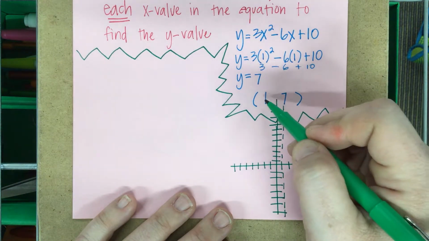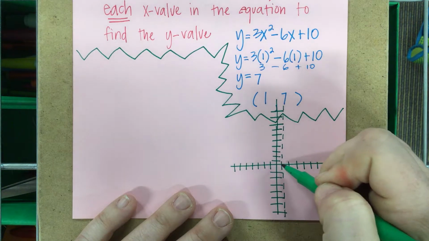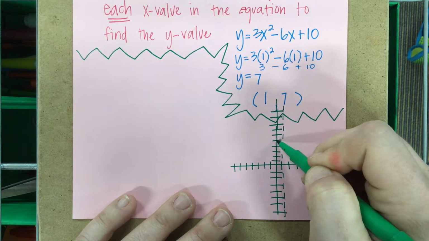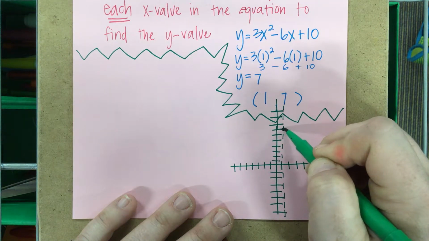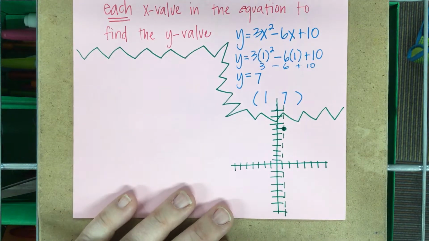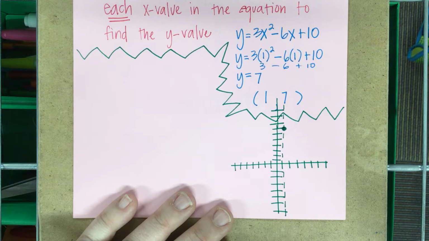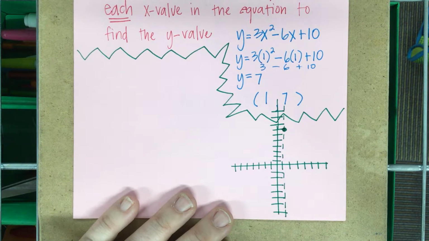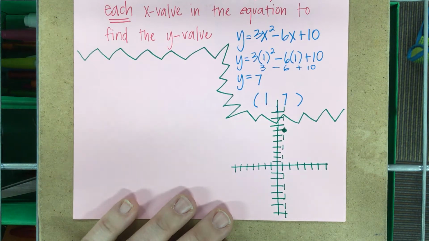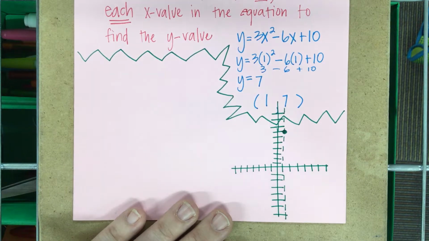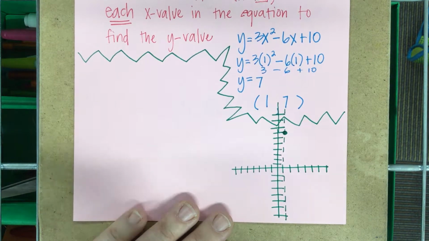And then my vertex is 1, 7. So 1, 2, 3, 4, 5, 6, 7, right there. There's the point even. That's where it's going to turn. It's going to change directions. Ladies and gentlemen, does this parabola open up or does this parabola open down? Down.